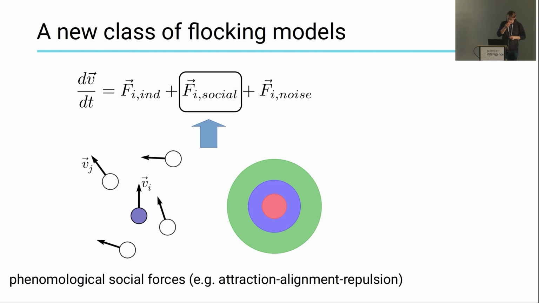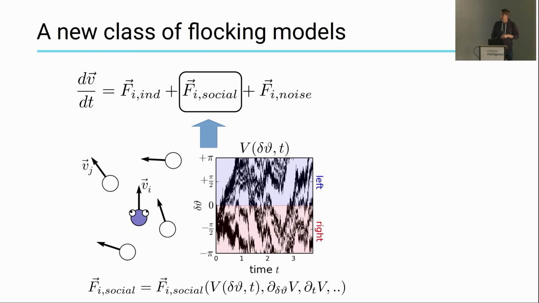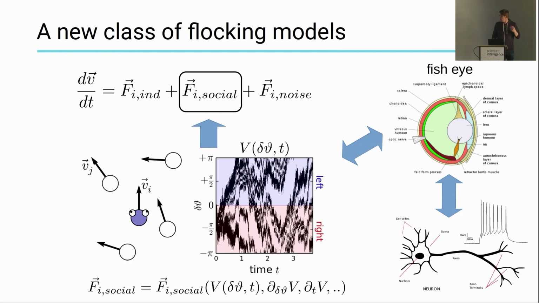So what we suggest, or what we are interested in, is this new class of flocking models, where the social interaction force is now not based on some kind of phenomenological social forces, but where we want to put eyes on the agent and have the social force as a function of this spatiotemporal visual field. And the great thing is that it potentially allows us to link this type of model also to something like sensory physiology.